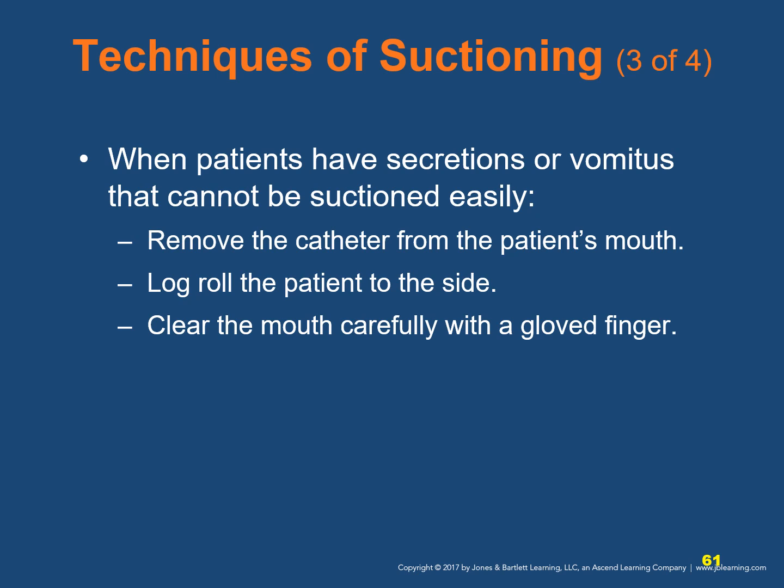Sometimes the patient may have secretions or vomitus that cannot be suctioned quickly and easily, and some units cannot remove objects such as teeth, foreign bodies, and food. In these cases, remove the catheter from the patient's mouth, log roll the patient onto one side, and clear the mouth carefully with a gloved finger.